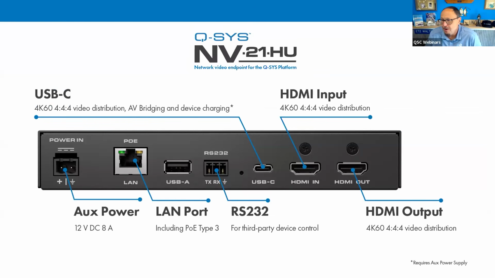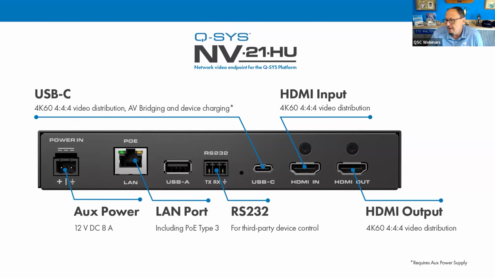Taking a look at the back, we do have auxiliary power. You'll notice there that it's 12 volt DC, 8 amps. Now, the reason it's 8 amps is because if you are powering it with a local power supply and not powering it with PoE, it will also charge a laptop. So the local power supply is like one of those old gaming laptop bricks. It's huge. I mean, it's massive.